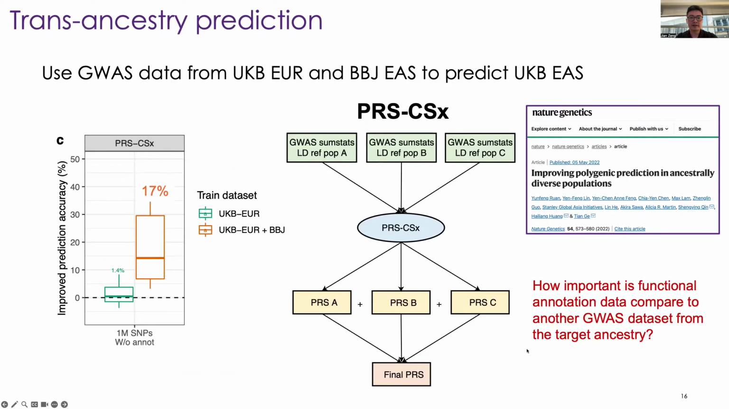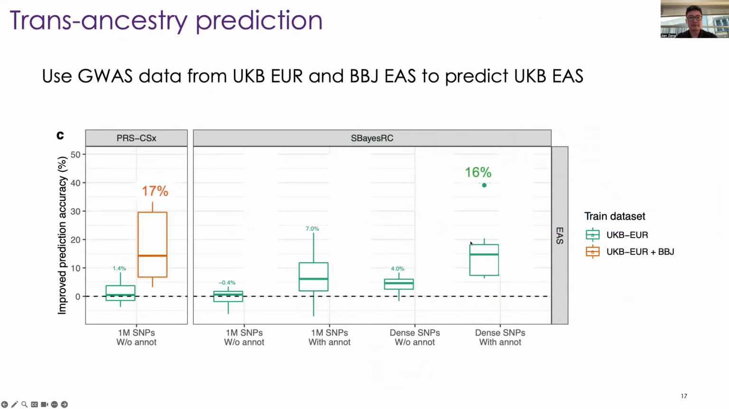Now, the question we want to ask is, how important is the functional annotation data compared to another GWAS dataset from the target ancestry? If we only use the European dataset, but integrate it with the functional annotations and the high-density SNPs, we observed a 16% improvement in prediction accuracy. That's already comparable to the results from PRS-CSx.